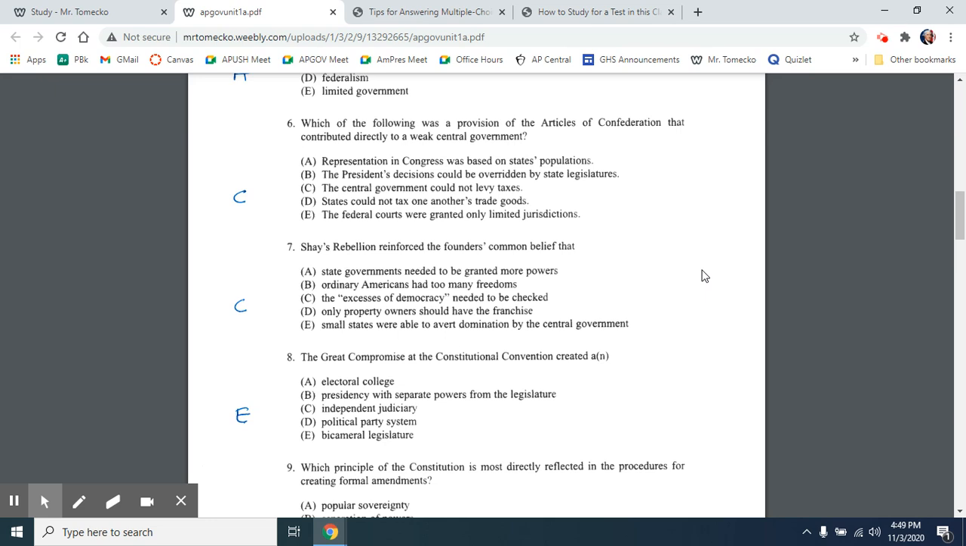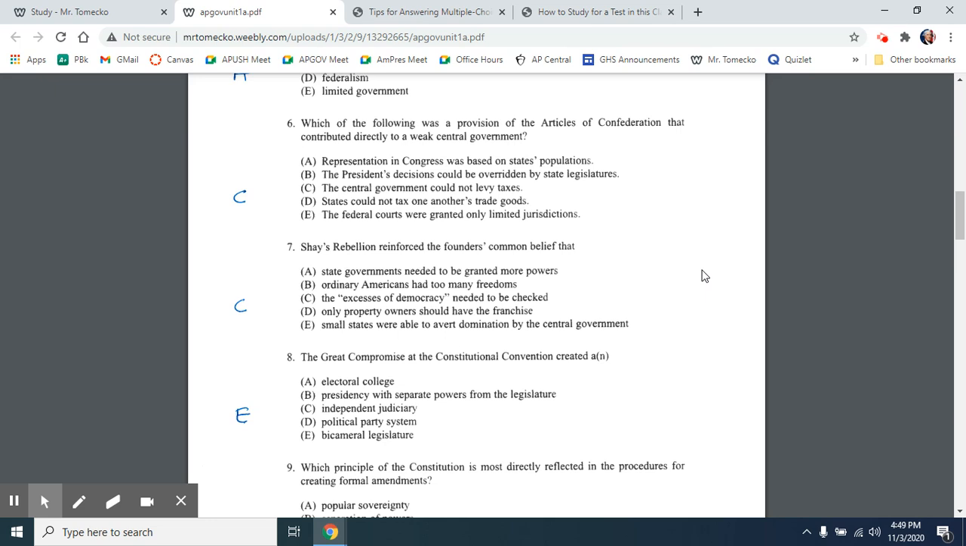to look and say, okay, they're telling me C's the best answer, so D's wrong. Do I see why D is wrong? Do I understand what's wrong with D? States could not tax one another's trade goods. Now, I might say, I have no idea. And maybe that's something I want to look up.